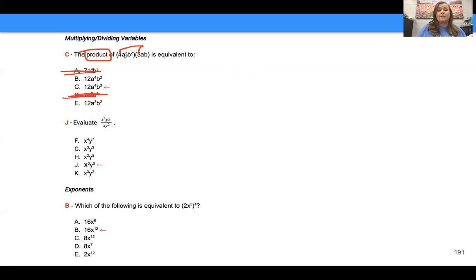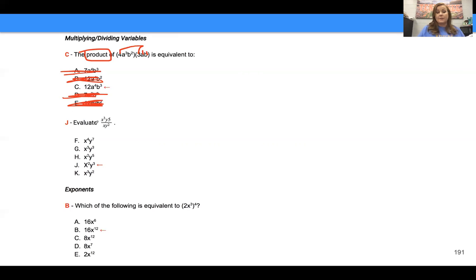Now, count your variables. I have 1, 2, 3, 4. Count your exponents. I have 1, 2, understood 1, understood 2. So there's 4. When 4 equals 4, we add. So 3 plus 1 is 4. Eliminates that one. And 2 plus 1 is 3. There's my answer.